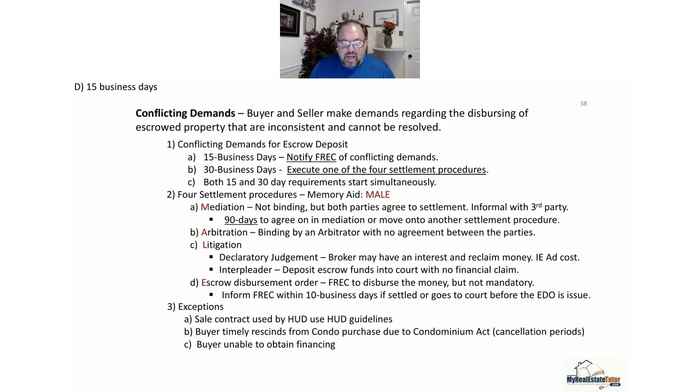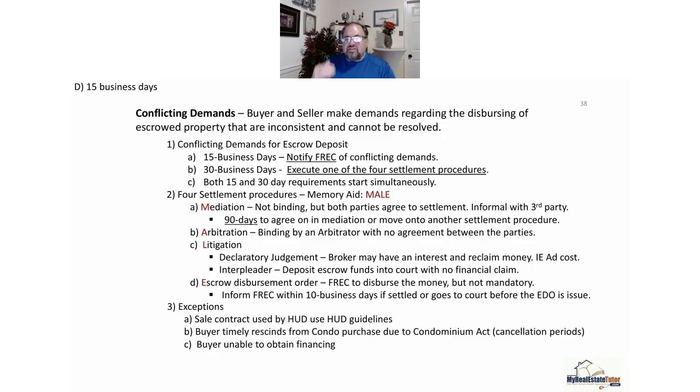So they have to notify FREC that a conflict exists. They get 15 business days. I said, well, John, what are they doing for 15 business days? Maybe trying to resolve it between each other, right? Maybe the broker and both parties getting together trying to mediate, or do something of that nature. But if they can't, and they're really struggling with this, then there's up to 15 business days that the broker's got to notify the Florida Real Estate Commission that there is a conflict.